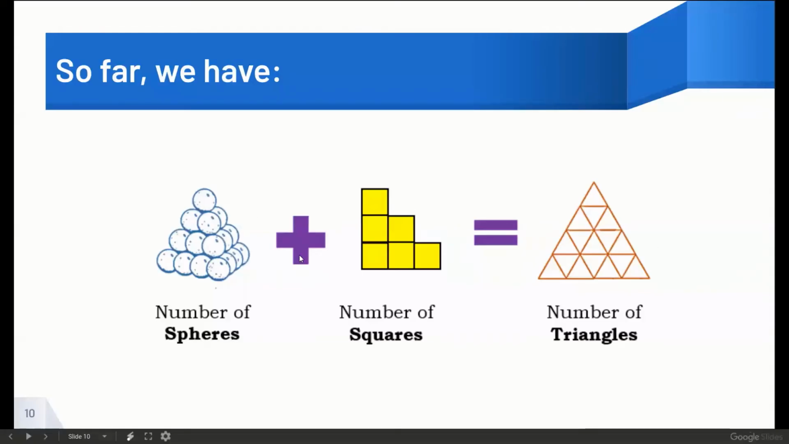So if we go back to our original question, the number of spheres here is 20. The number of squares here, we have 3 plus 2 plus 1. We have 6 individual unit squares. And there is 1 2 by 2 square here. So there's going to be 7 squares in our original problem.